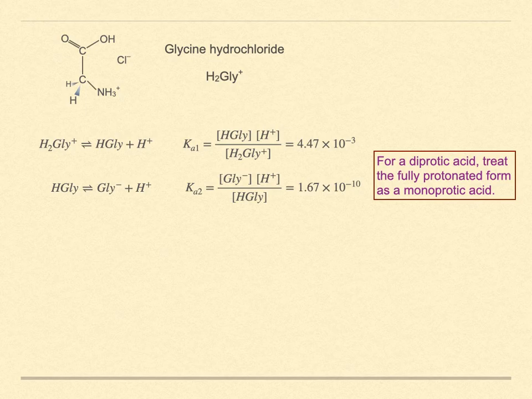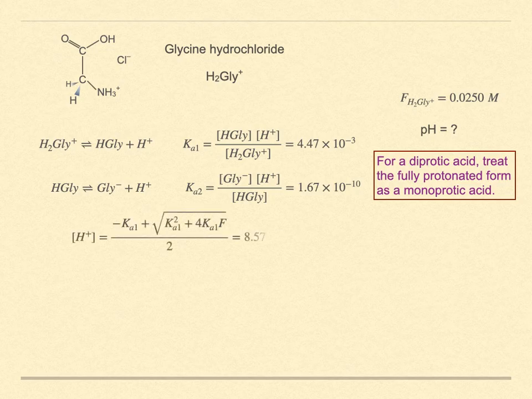Here's an example situation. What is the pH of a 25 millimolar solution of glycine hydrochloride? Just use the quadratic solution for a weak acid. The pH is 2.067, quite acidic. It's much more acidic than a solution of acetic acid, for instance.